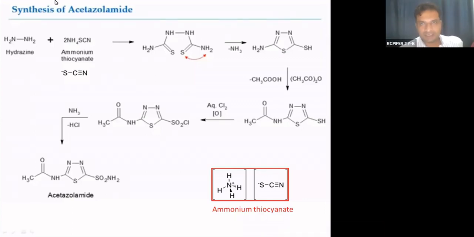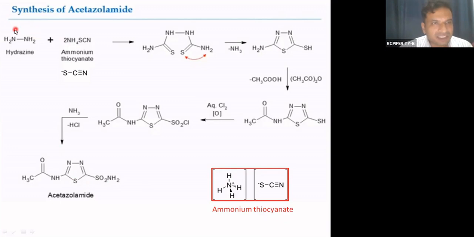So acetazolamide is a carbonic anhydrase inhibitor. The heterocyclic ring which it possesses, this is the structure of acetazolamide. The heterocyclic ring is thiadiazole. So definitely we have to build two substitutions, acetamide and second is sulfamoyl, on the thiadiazole ring. Okay. For that purpose, now concentrate.